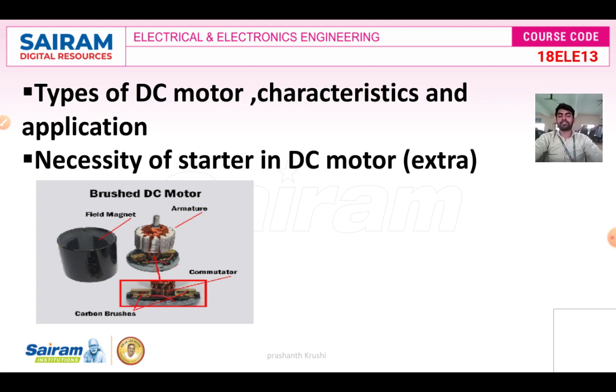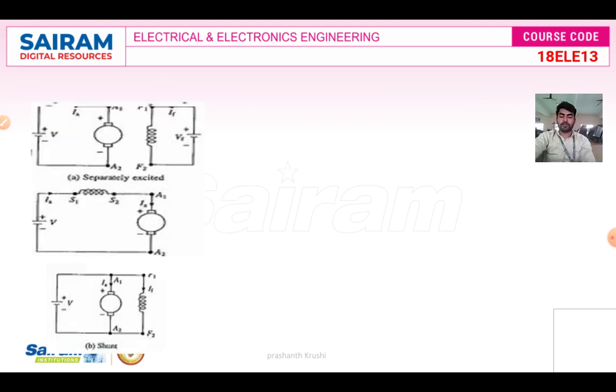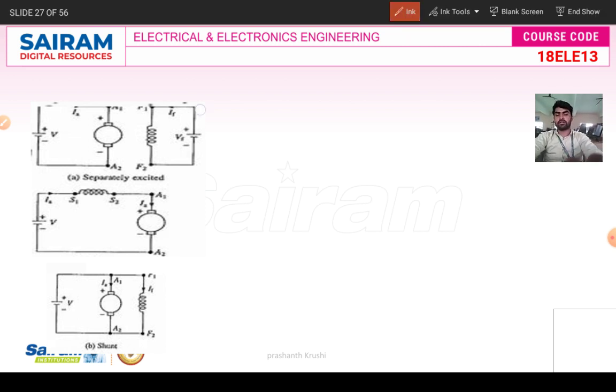This is the brushed DC motor concept. This one is a separately excited DC motor. A separate DC supply is required for exciting the field winding, so it is called a separately excited DC motor. See here, the armature is separated from the field winding, so for the excitation of the field winding we require a separate DC supply.